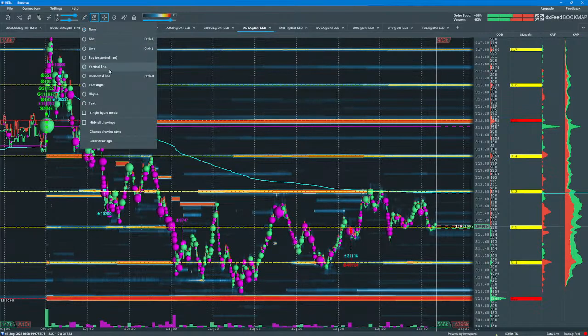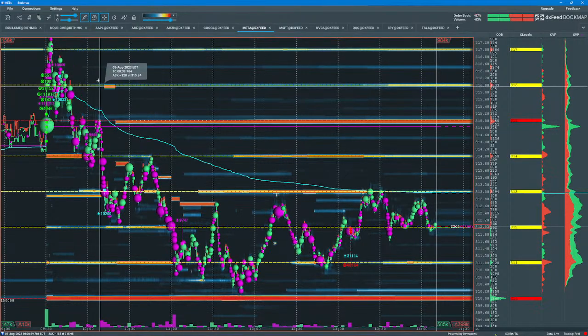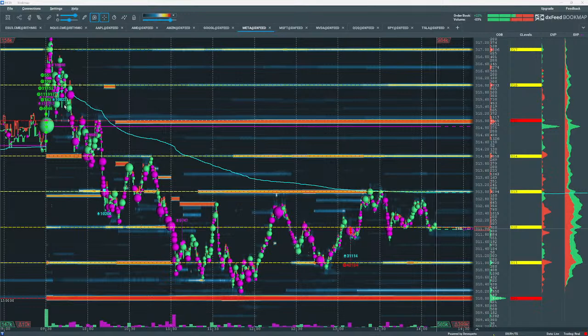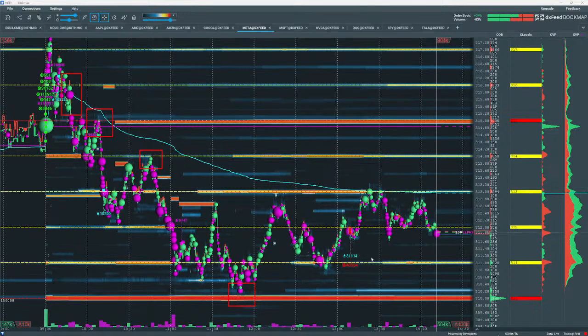So Meta, there were multiple, actually, I'll just draw that with this tool. So multiple pullbacks for shorts to VWAP, to the 315 level, to the 314 level, and on with the target. Price didn't quite make it to that 310 key gamma strike. And note all the liquidity in that level acting as a magnet for price.